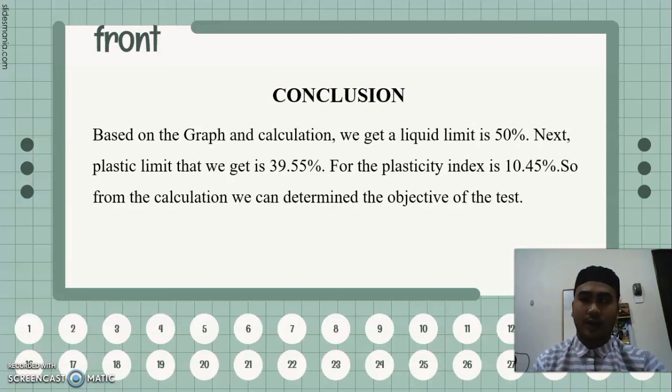Next, the conclusion. Based on the graph and calculation, we get a liquid limit of 50%. The plastic limit that we get is 39.55%. The plasticity index is 10.45%. So from the calculation, we can determine the objective of the test. That's all for me, and thank you.